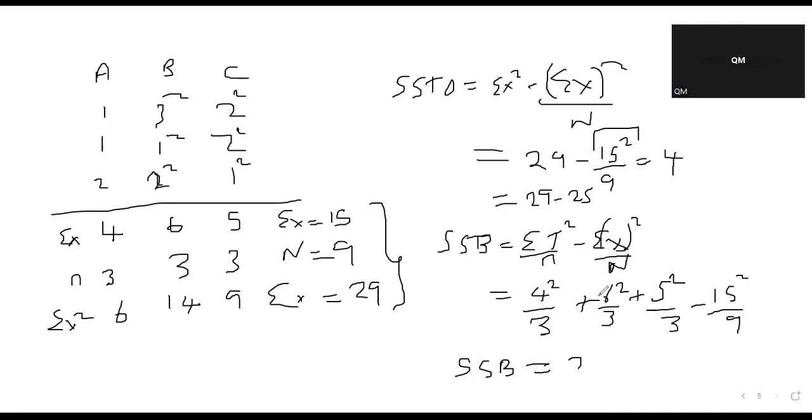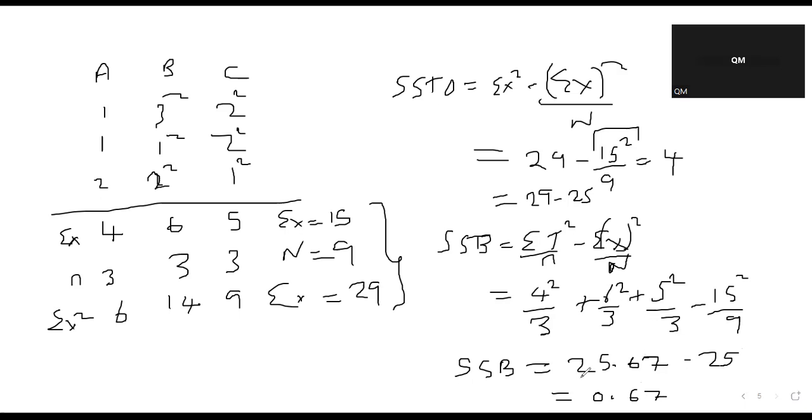This is 77. 77 over 3 gives you 25.67. 25.67 minus 25, exactly, not minus 4. I'm finding 0.67, yeah. Okay.